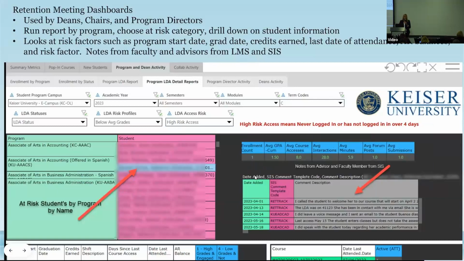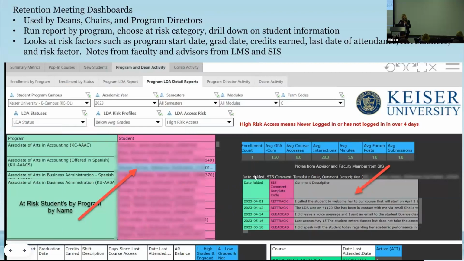It's used by the deans, chairs, and program directors and advisors. What they do is they run a report by program and they choose an at-risk category and they drill down on the student information. So for example, if you look here, this is a student that's in the AA in accounting. And so you can look over and you can see the average GPA of the student, right? You see the average interactions, how many minutes, and then you see all those comments.